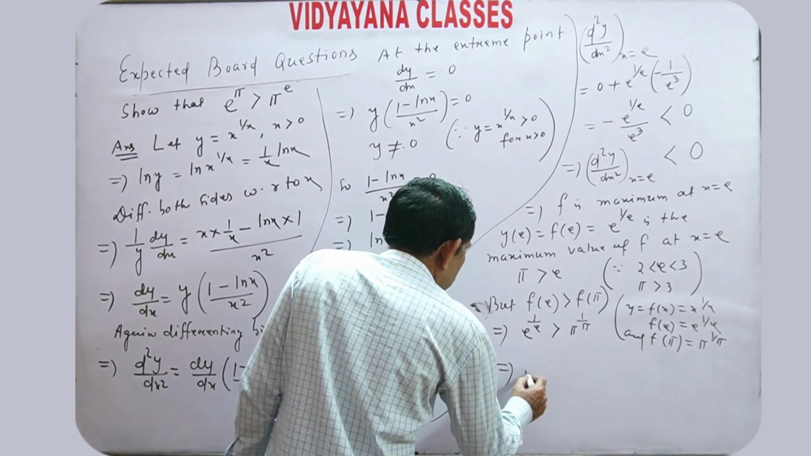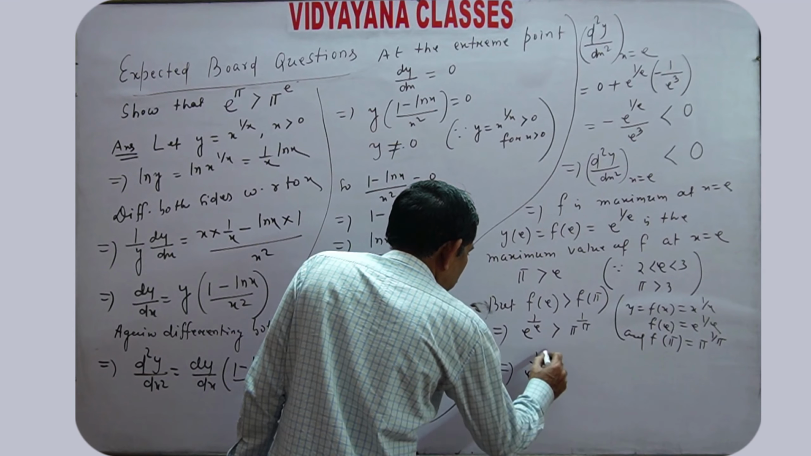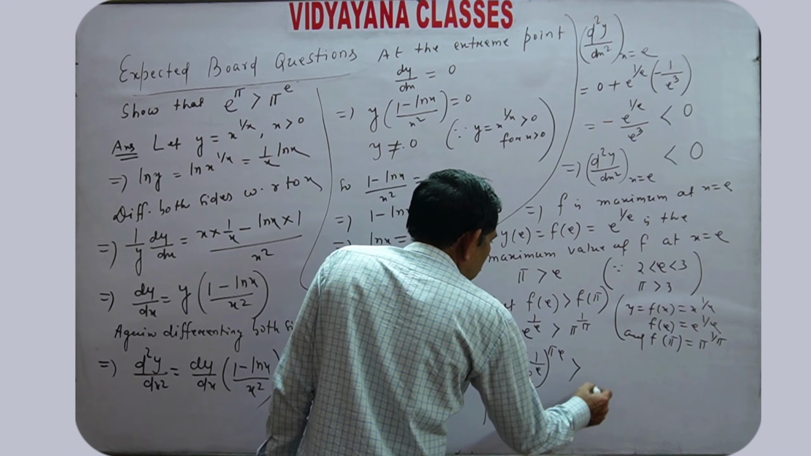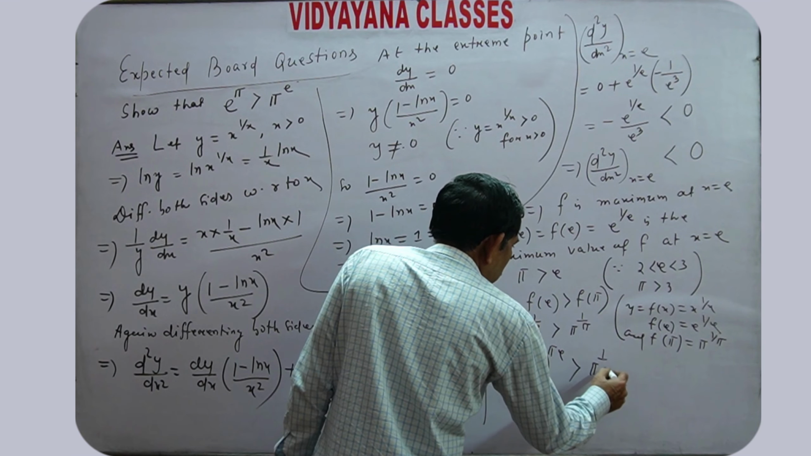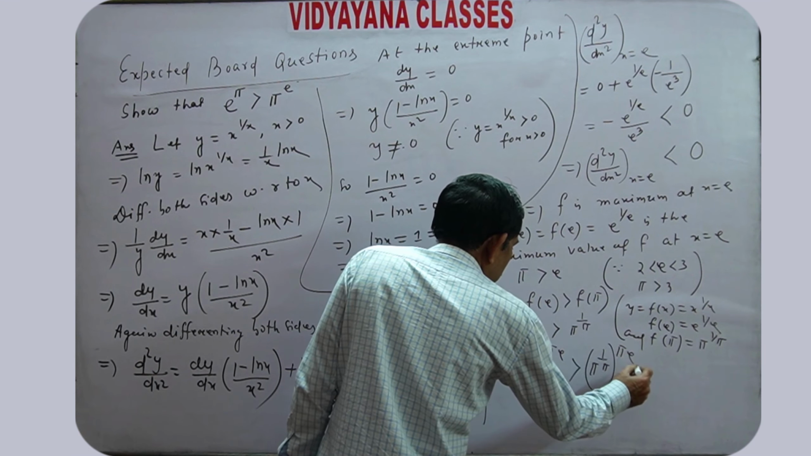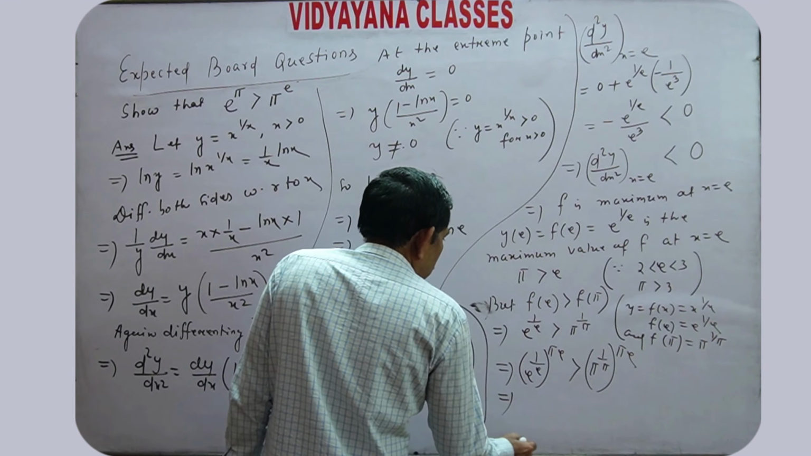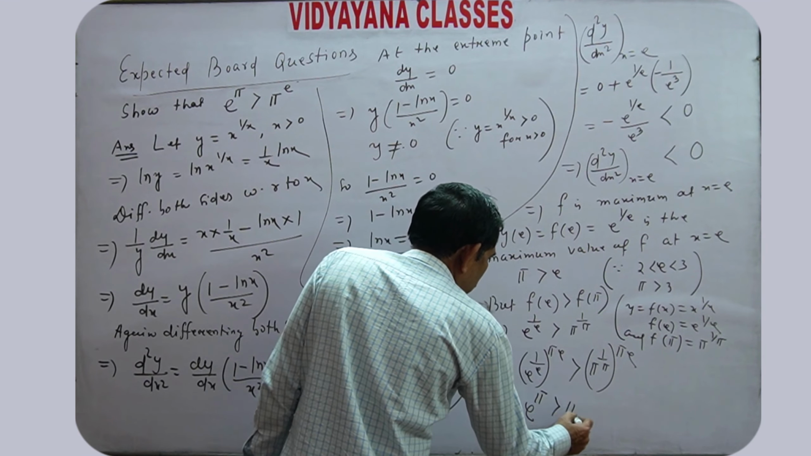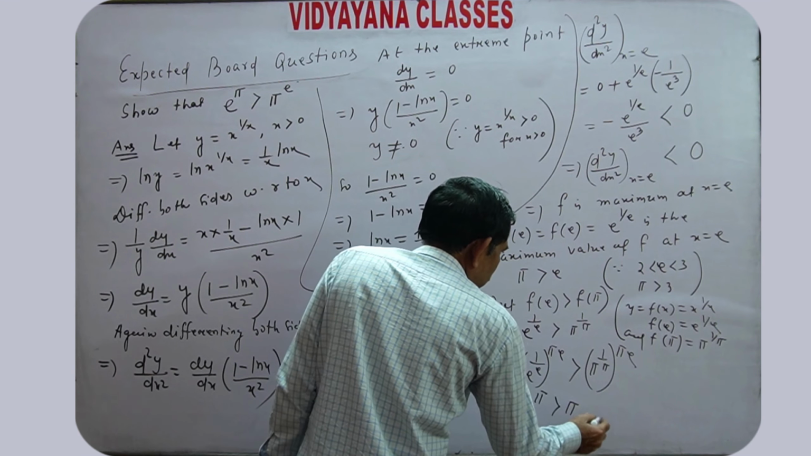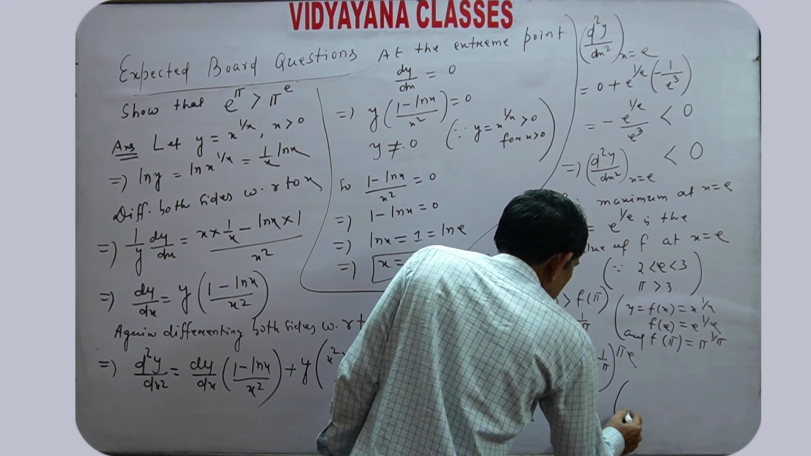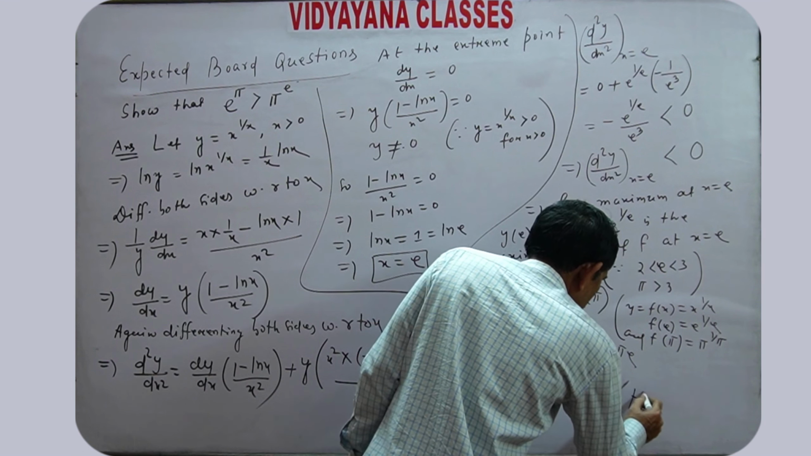Which implies e to the power 1 by e, whole to the power pi e, is greater than pi to the power 1 by pi, whole to the power pi e. The e cancels, so e to the power pi is greater than pi to the power e. Hence proved.